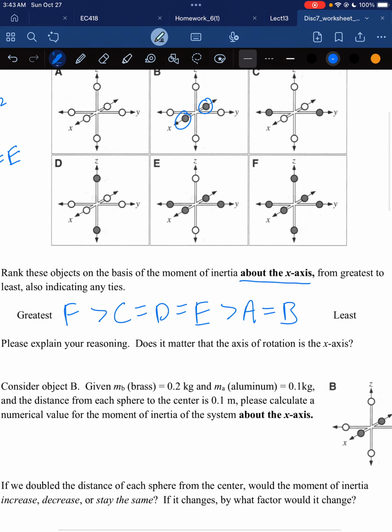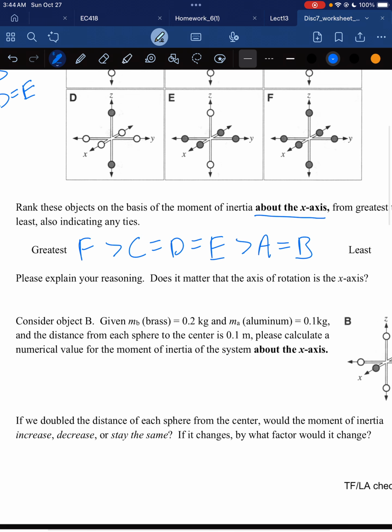So next question is, does it matter that the axis of rotation is the x-axis? Yes, it matters, because the moment of inertia is all about the distribution of these masses about the axis of rotation, and so it matters what axis you choose to be your axis of rotation. If our axis of rotation was the y or the z axis, then any spheres that lie on those axes would not count towards our moment of inertia.